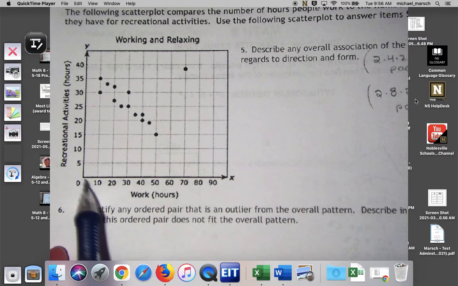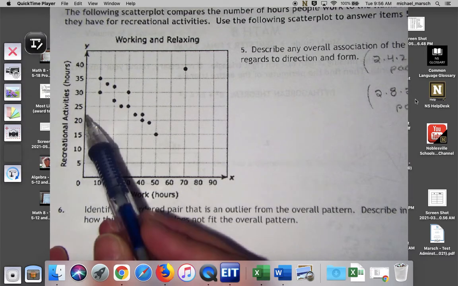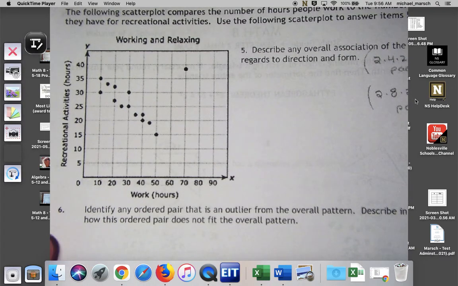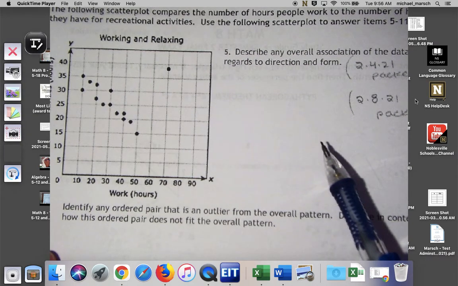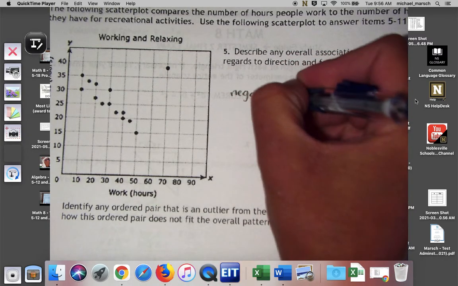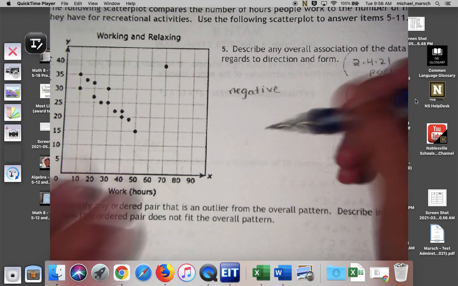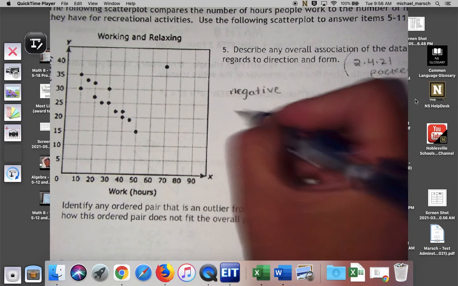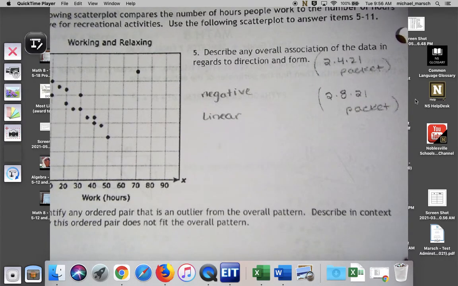One of the things we need to pay attention to is that these increments go in numbers of 10, and these increments only go in 5s, and that's going to be important when we're finding our slope. So, first thing says, describe any overall association of the data in regards to the direction and form. Okay, well, it's negative, right? Because it's going down from left to right. And then our form is linear because it does go in a linear pattern. It's not a straight line, but we can see how we would be able to create a trend line.